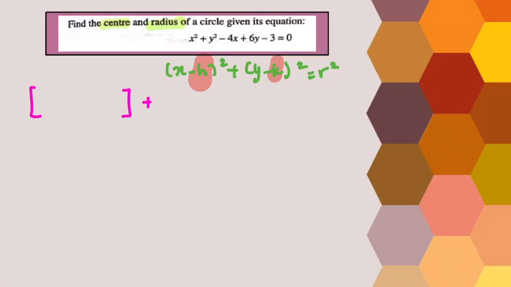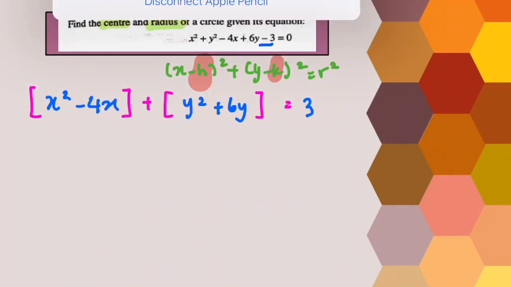So what you should do firstly is separate the x variable and separate the y variable and bring the constant to your right hand side. So your x is x squared minus 4x. This is the x variable. For the y variable, y squared plus 6y, and the constant is minus 3. So let's bring this minus 3 here to the right hand side, so it becomes 3.